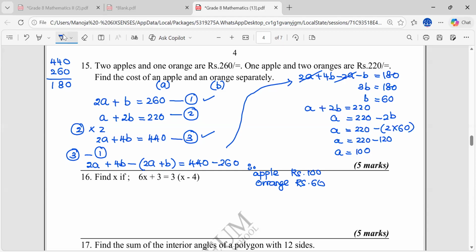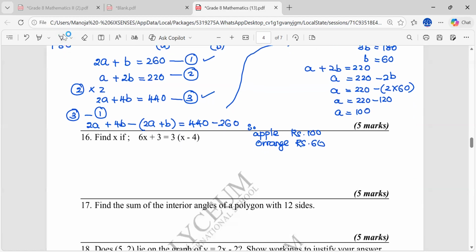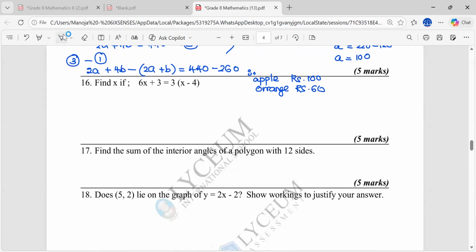You can double check that 2 apples means 200, 1 orange means 60. Yes, it gives me 260, right? Then we will move to the next one. You want to find the x value here. Then they have given 6x plus 3.